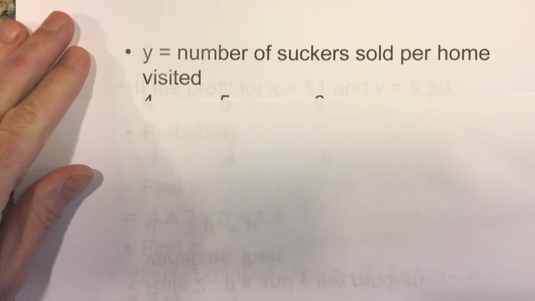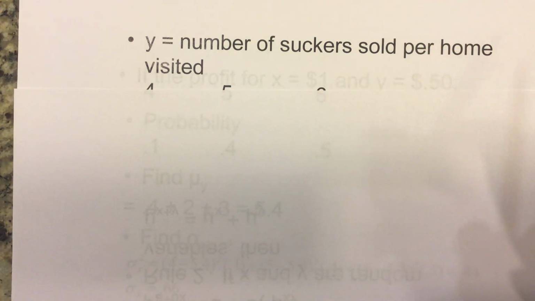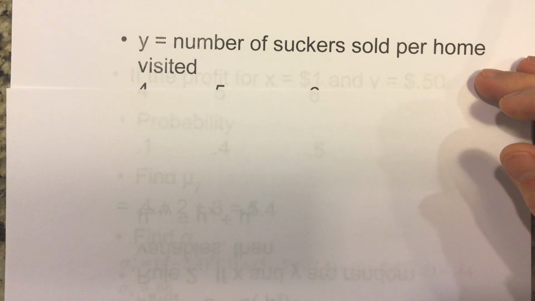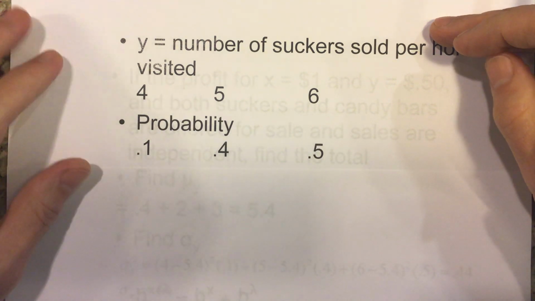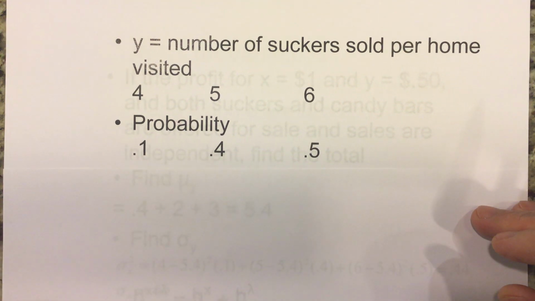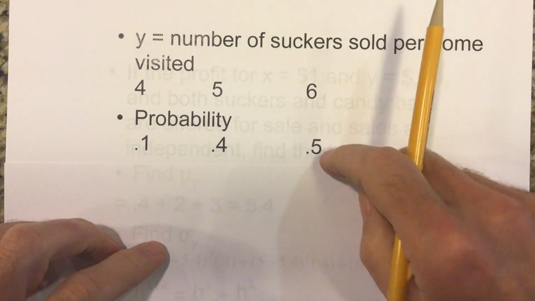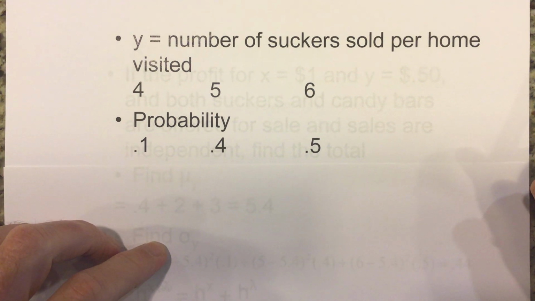All right, now let's take another random variable. Let's say your friend is doing a fundraiser for their organization, but instead of candy bars, they decide to sell suckers. But your friend is also an excellent statistics student and keeps track of their results. And here's their distribution for their random variable, sales of suckers. 10% of the time they sell 4, 40% of the time they sell 5, and 50% of the time they sell 6. Wow, is your friend a great salesperson?